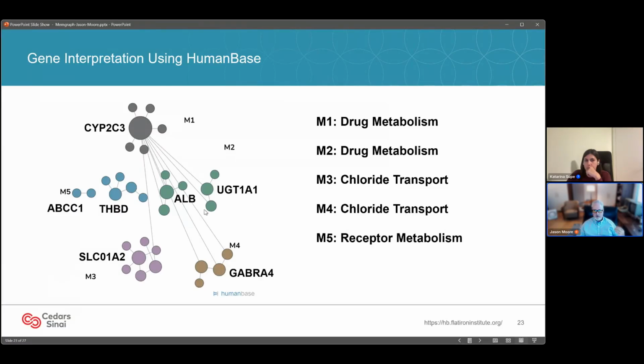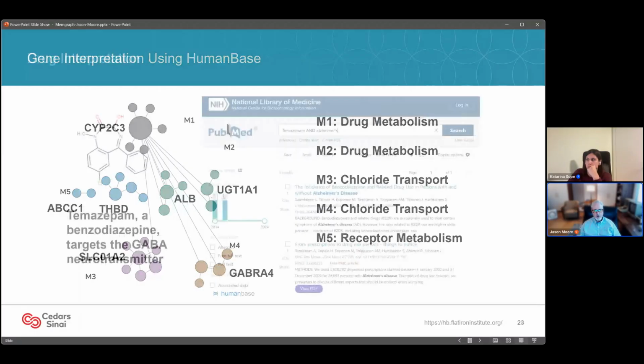This is using a resource called HumanBase, which looks at the experimental evidence for relationships between genes. This is a derived graph. This is not from our knowledge graph, but from a derived graph from HumanBase, looking at the relationships between the genes. Here are the GABA receptor genes. Cytochrome P450 is a drug metabolism gene. And these are the pathways that were found: drug metabolism, which is from here, and then chloride channel receptor metabolism is related to these GABA receptor genes because they're found in the cell membrane and are involved in chloride transport.